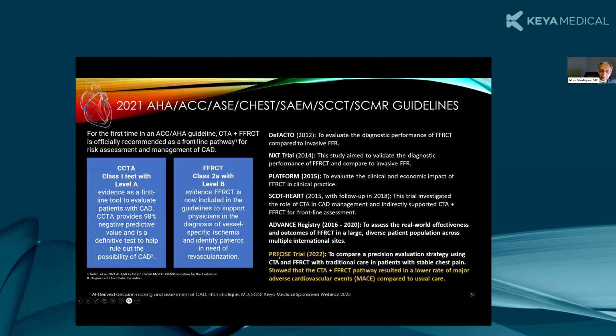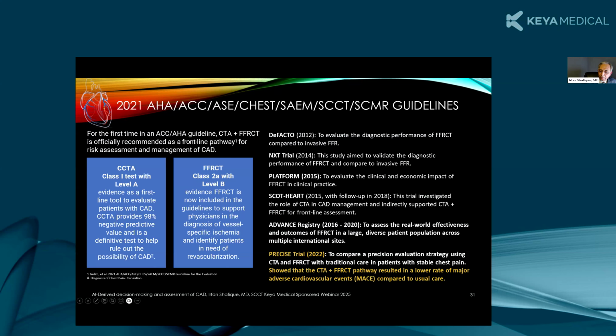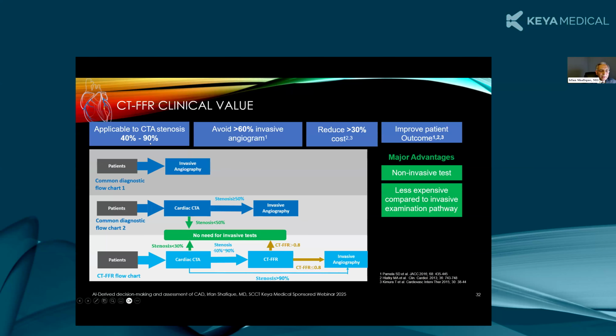And it has been shown in different trials, but the PRECISE trial showed that the CT and FFRCT pathway resulted in a lower rate of major adverse cardiovascular events compared to usual care, what we do in these patients. So the clinical value is, when you have stenosis between 40 to 90%, it really helps you avoid more than 60% of invasive procedures and reduces cost by 30%.